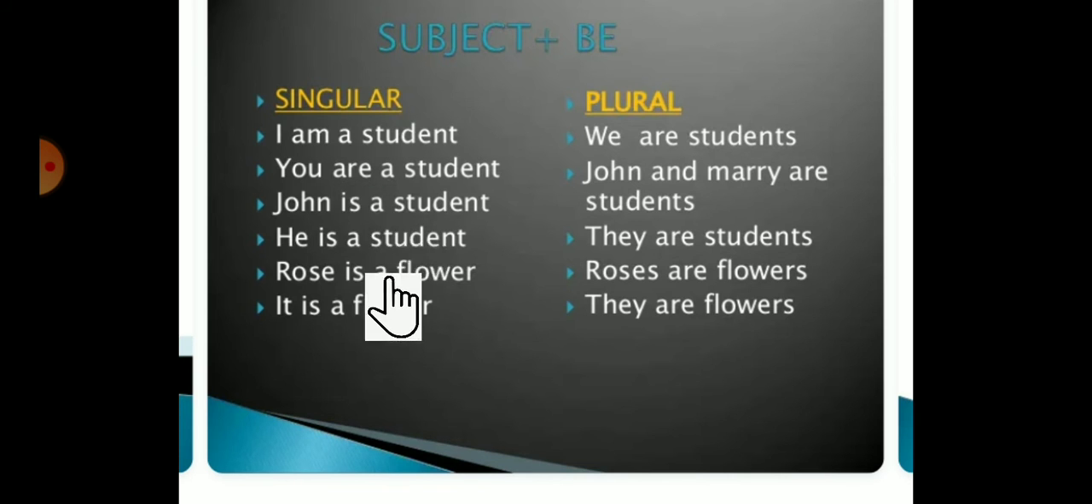John is a student. John is the name of a boy, a noun. Is is a helping verb, an auxiliary verb. He is a student. John is a student. Fine. This is how is, are, and am are used.